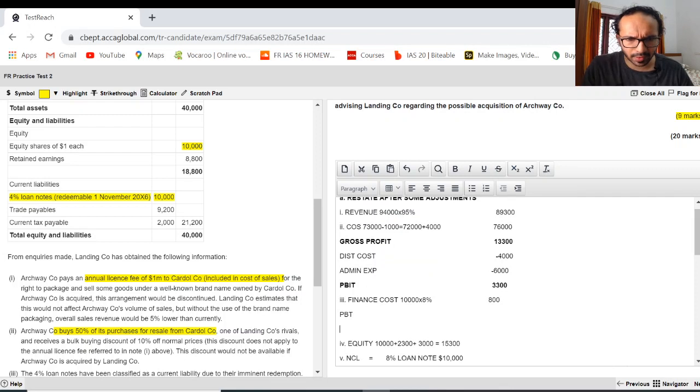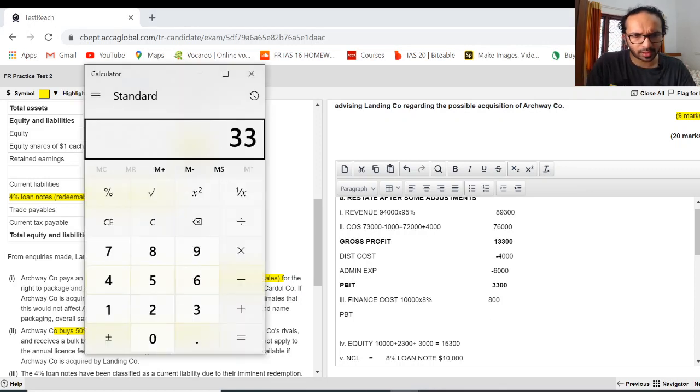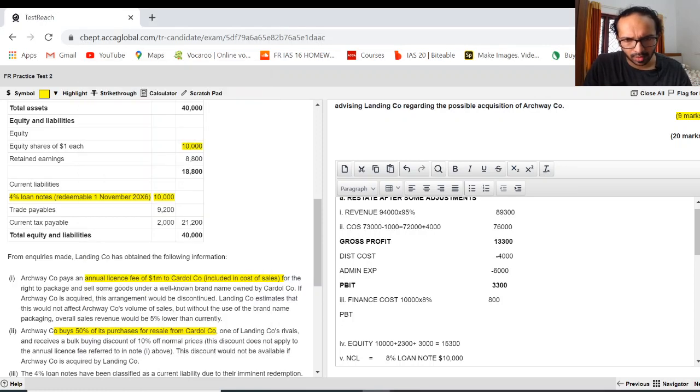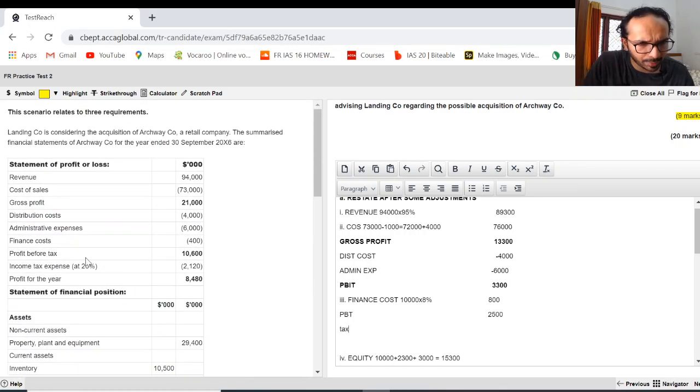So I'm just finishing the PBT. Okay, I'm just calculating the PBT. The PBT will be 3300 minus 800, which is 2500. Tax, they were telling that tax is 20%, so I'm putting 20% of 2500, which is 500. So profit for the year is 2000.